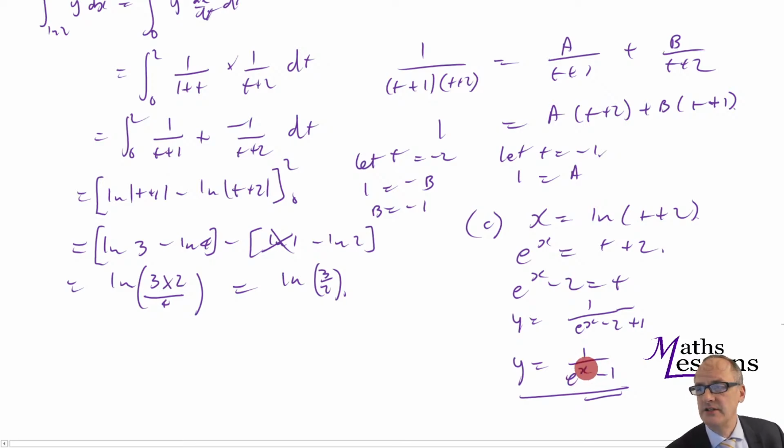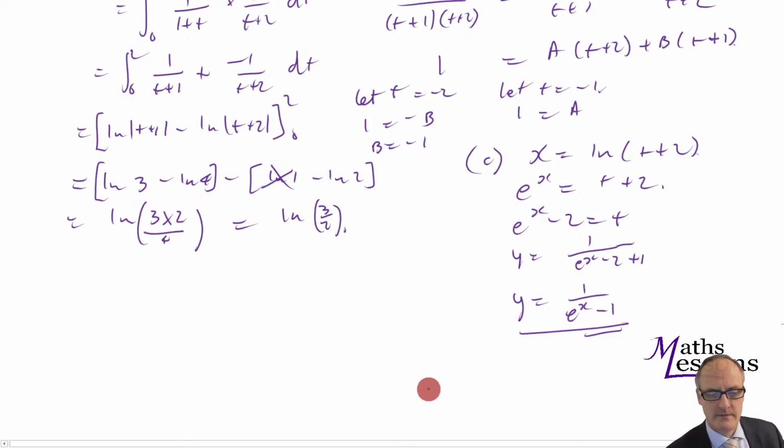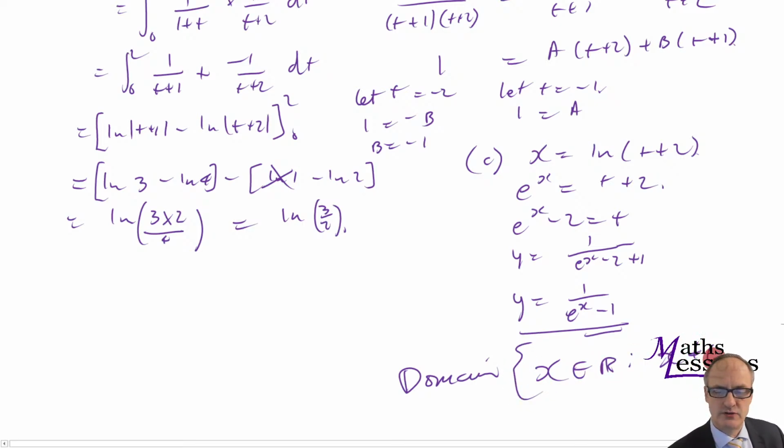And e to the x equals 1 happens when x equals 0, because e to the 0 is 1. So therefore, the domain will be x is a member of the reals such that x cannot equal 0. Because e to the 0 is 1, and 1 minus 1 is 0. This is undefined, 1 divided by 0, and that gives you your domain.